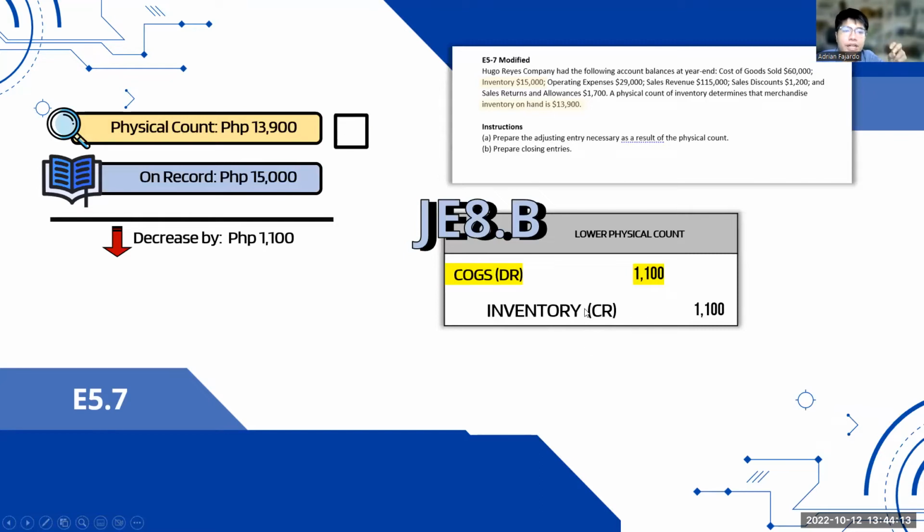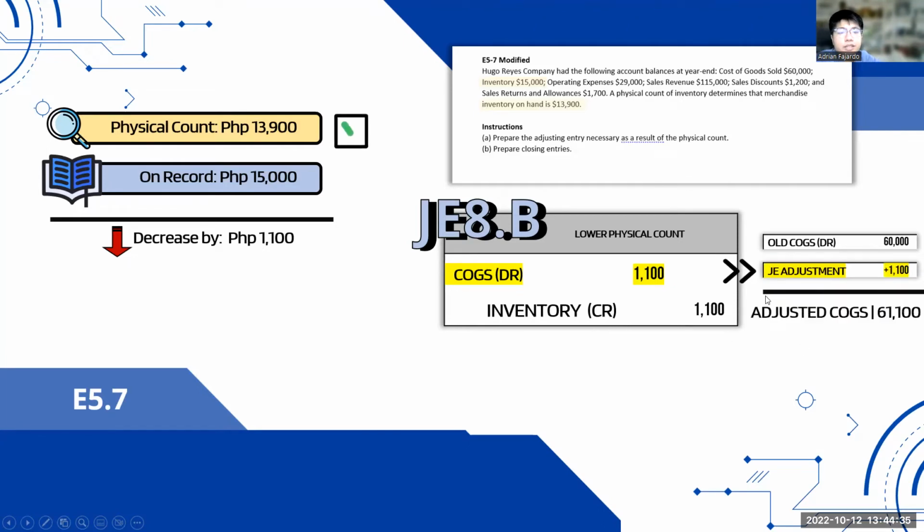So again, learning for our quiz, every time you make an adjusting entry, you create or you reflect the adjustments. So now, let's try to adjust the cost of goods sold. Based on the given, it was 60,000. Since we debited COGS, this would be an increase of 1,100. And therefore, your adjusted COGS would be 61,100. Okay, versus the initial na 60,000.